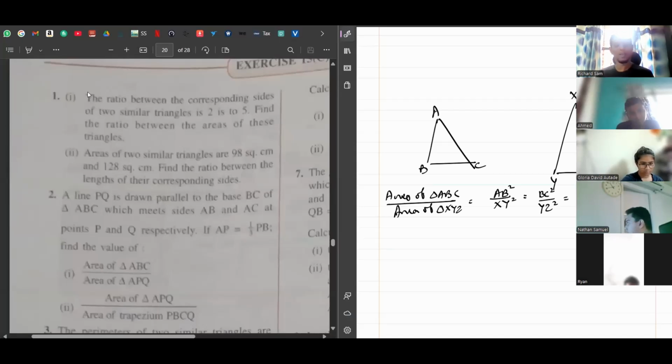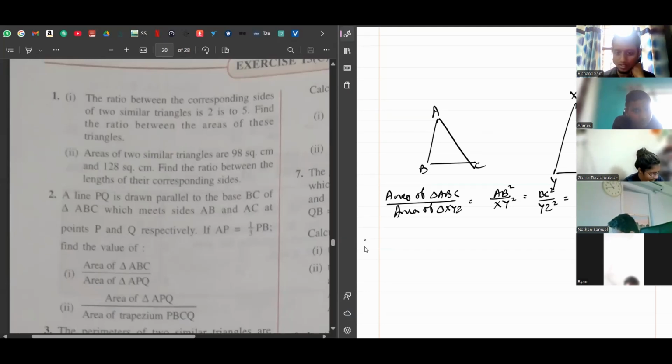So look at this. The ratio between the corresponding sides of two similar triangles is 2:5. So what is this 2:5? Ratio between two corresponding sides, one set of corresponding sides, say AB upon XY. They have given that as 2:5. Find the ratio between the areas of the triangles.